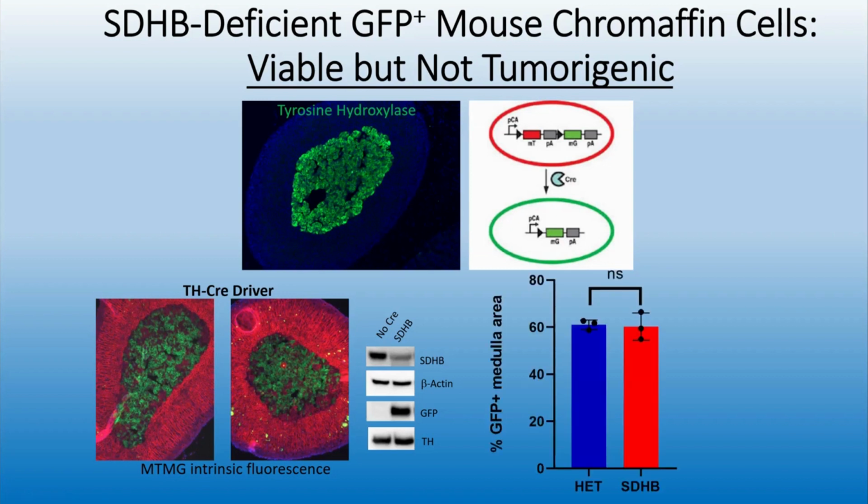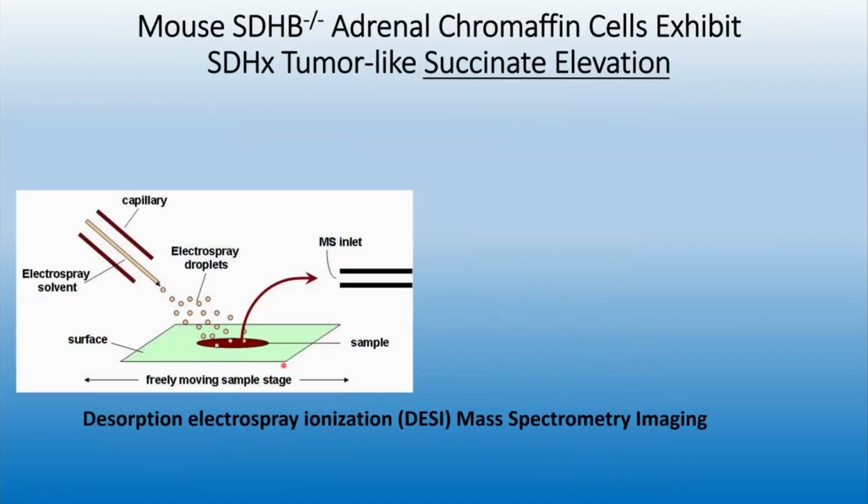The cells survive just fine. They're not increased growth, they're not decreased growth. They totally survive, but there's no tumor formation. And so this was our first insight that SDHB deletion, or loss of SDHB, is not sufficient for tumor formation. The hypothesis is that very high levels of succinate are needed to drive tumor formation.